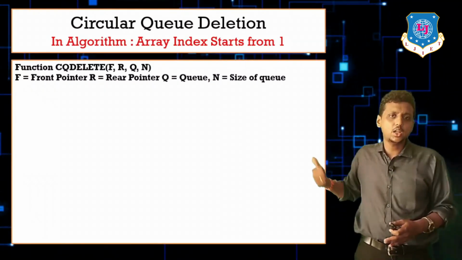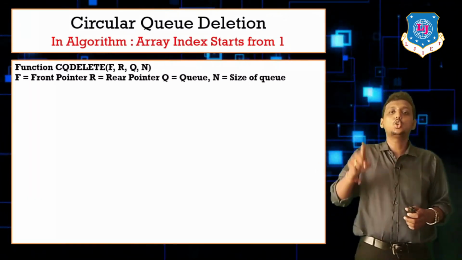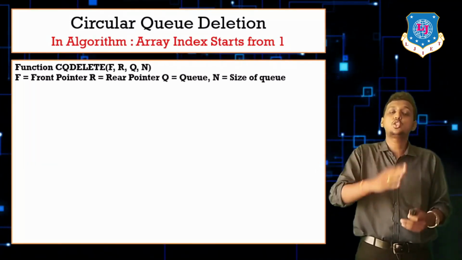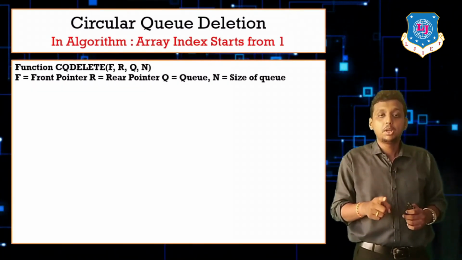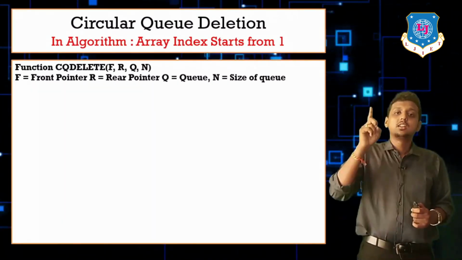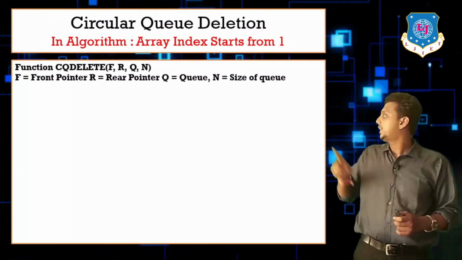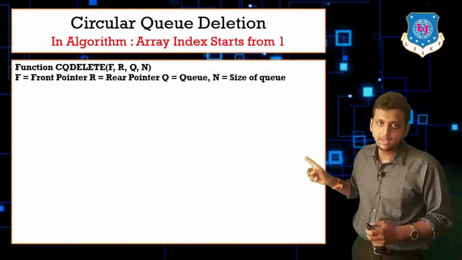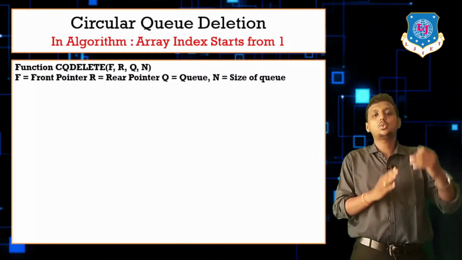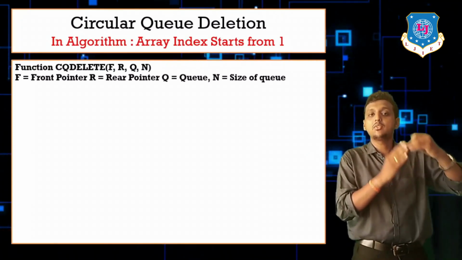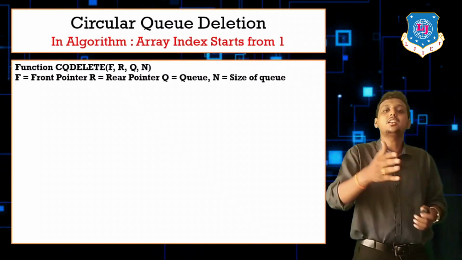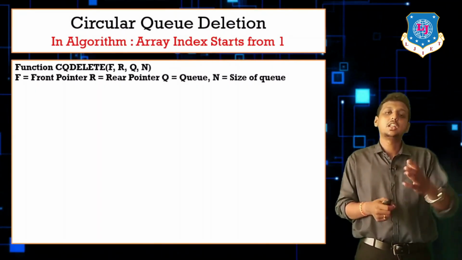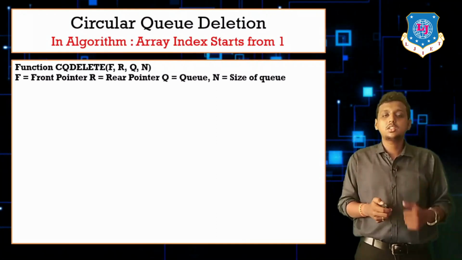Why do we need N over here? Because this is the circular Q. We compare the position of the front pointer to N, not rear, because this is a deletion. In deletion, we are comparing the value of the front pointer with N. So we need to compare the front with N and check whether the front pointer is N or not. Fine. So let's take the very first step.